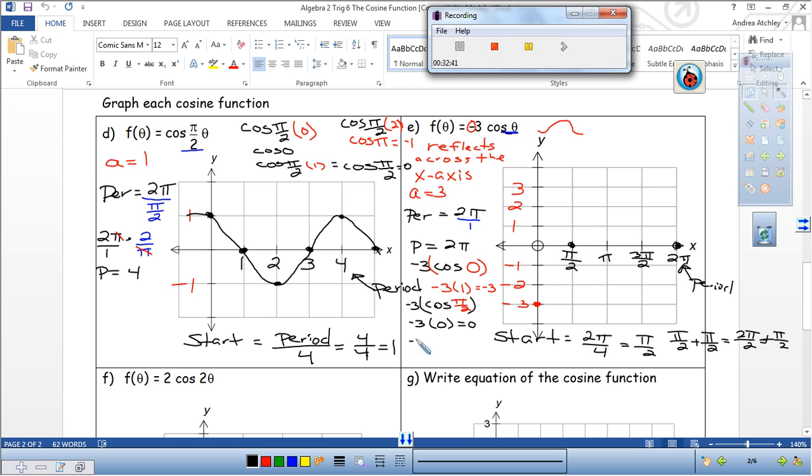Pi. Negative 3 times the cosine of pi. What's the cosine of pi? Negative 1. So negative 3 times negative 1 gives me positive 3. Where should it go from there? Back down to 0, then what? Go down to negative 3. Any questions on how this should go?